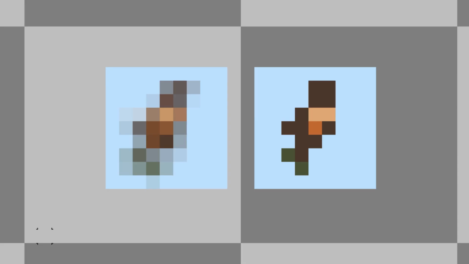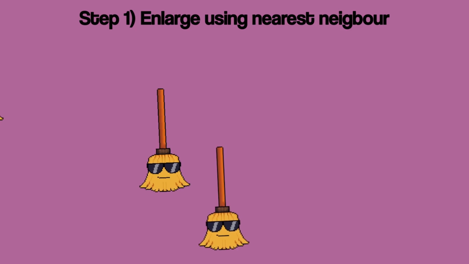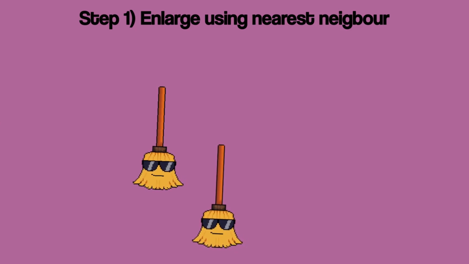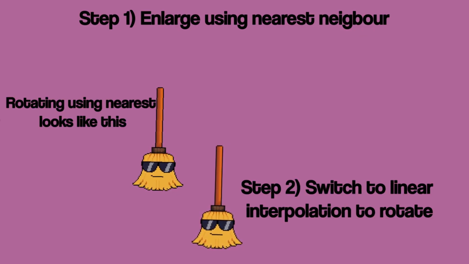The other option is nearest neighbour, which simply picks the most common colour inside each pixel to be that pixel's colour. When enlarging our pixel art, we want to use nearest neighbour or else it will end up blurry, but when rotating we need to use linear interpolation to prevent the ugly edges.